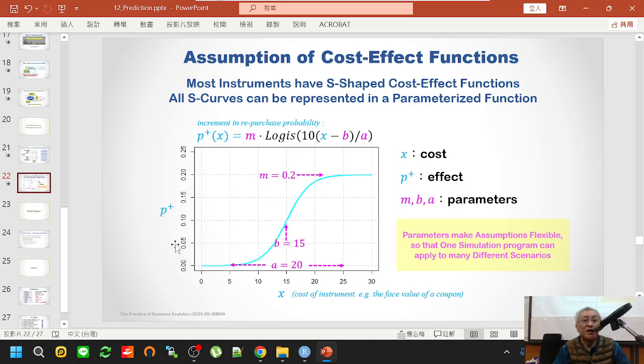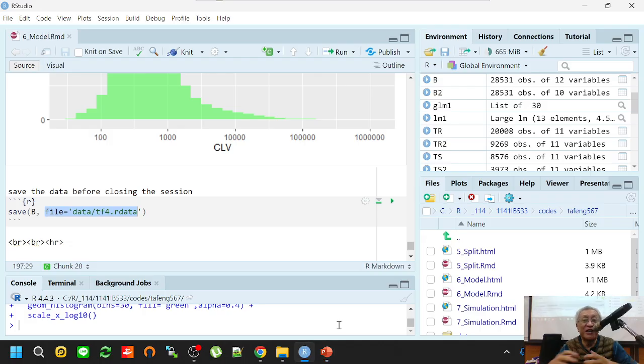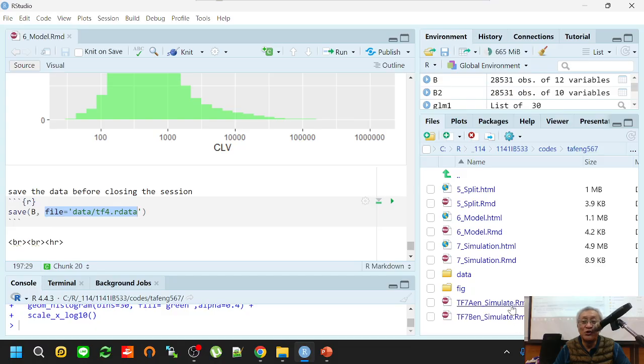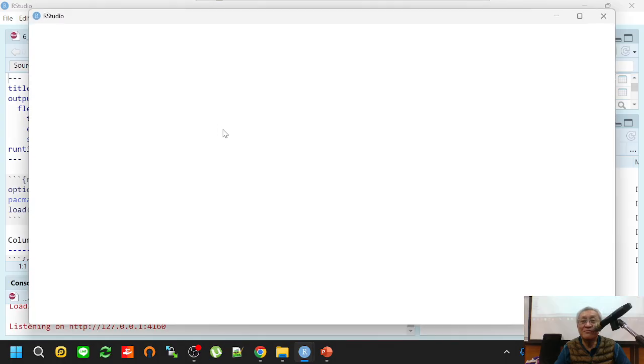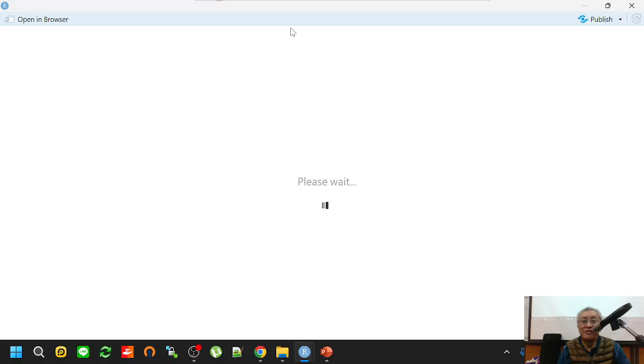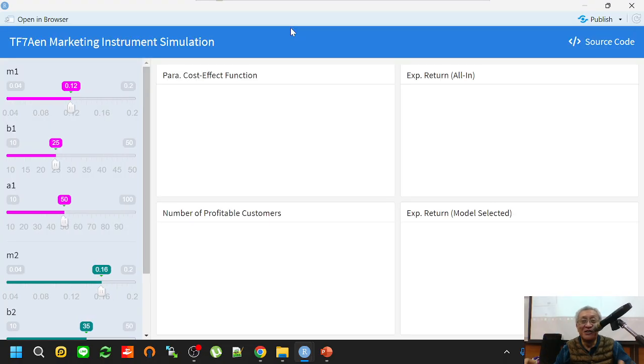By general, I mean that we only write one program for the S-curve. But in that program, we have 3 adjustable parameters. By adjusting the 3 parameters, you can basically simulate any instrument that you can use, right? So let me show you the idea, just like the simulator I gave you when we did the diabetic medication case.